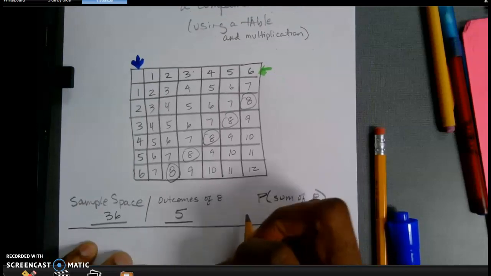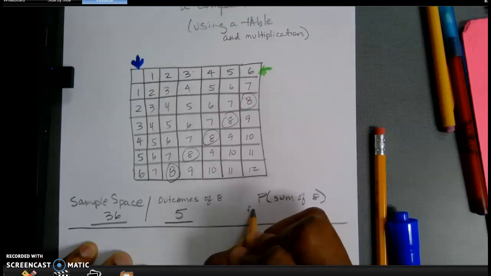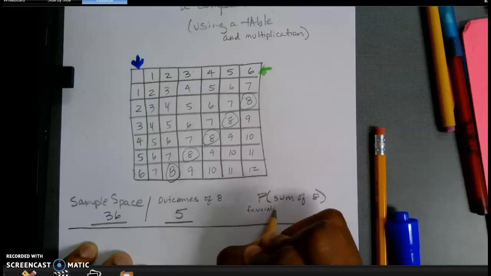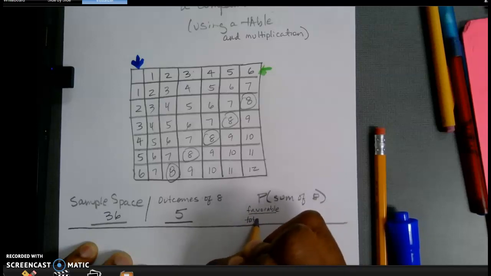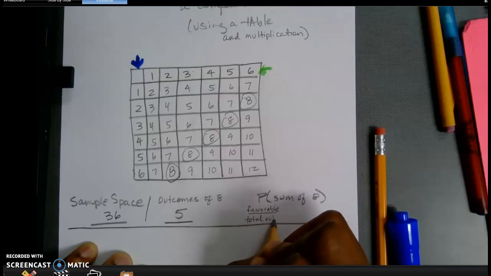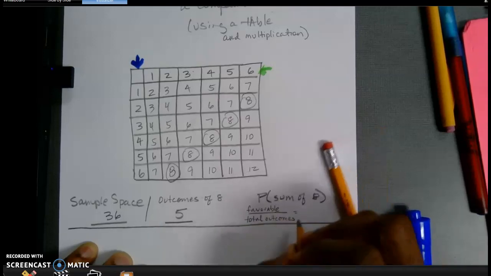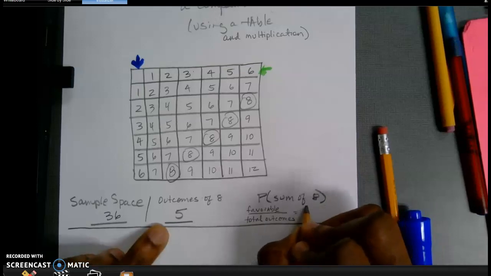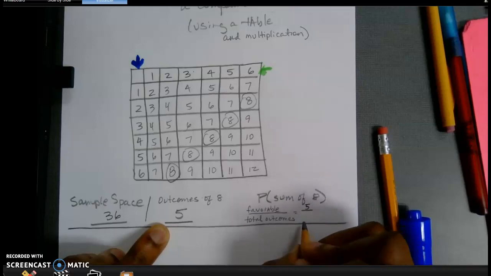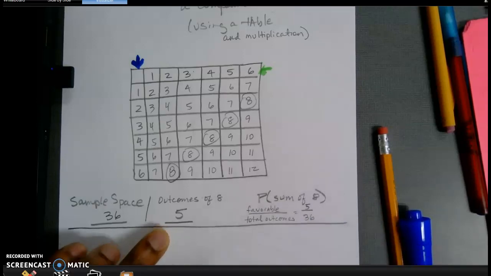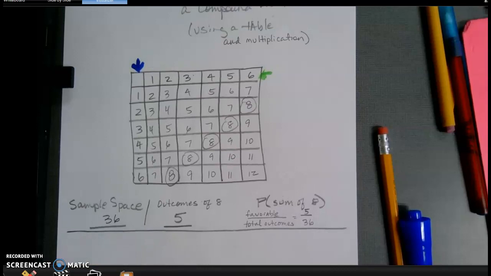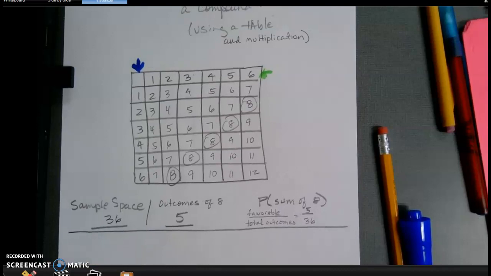Now, I'm going to look at the probability for the sum of 8. If we remember correctly, it is our favorable outcomes over our total outcomes, also known as our sample space. The favorable outcomes, again, is 5, over the total number of outcomes, 36. It is just that simple. This is two different simple events.